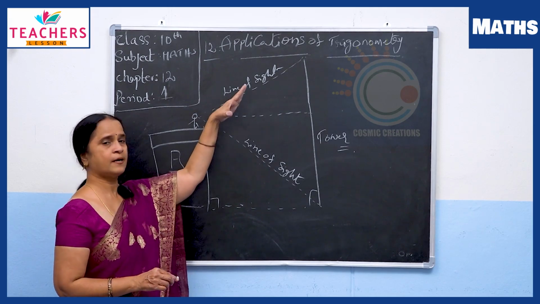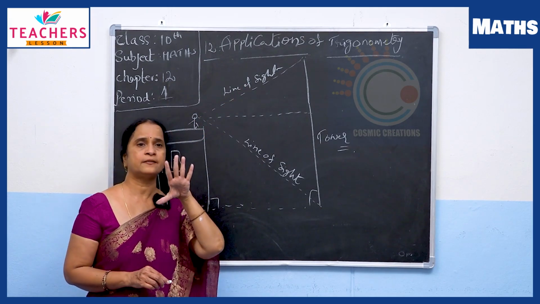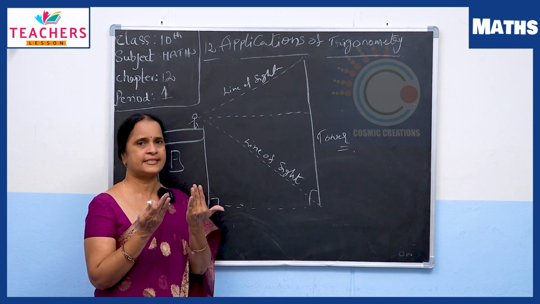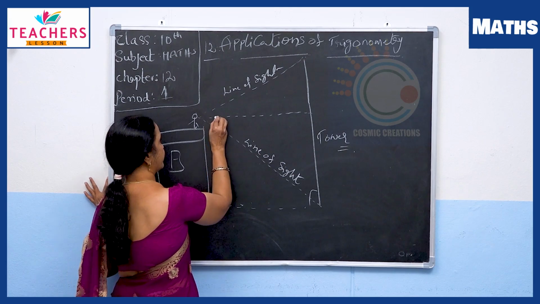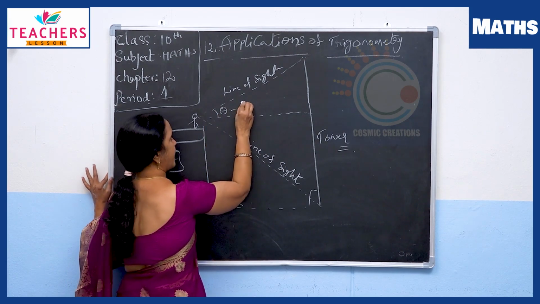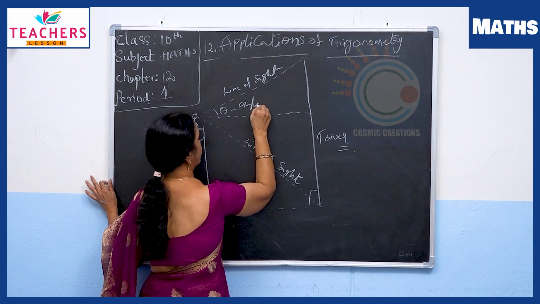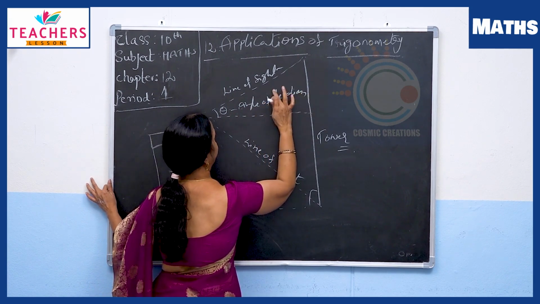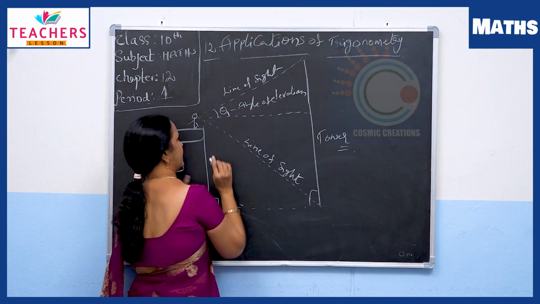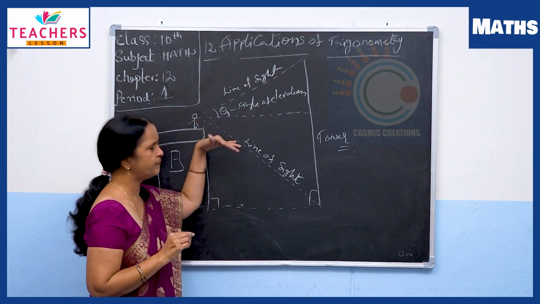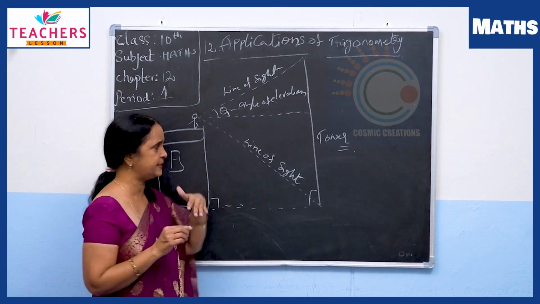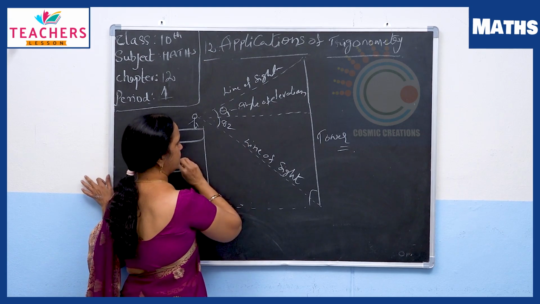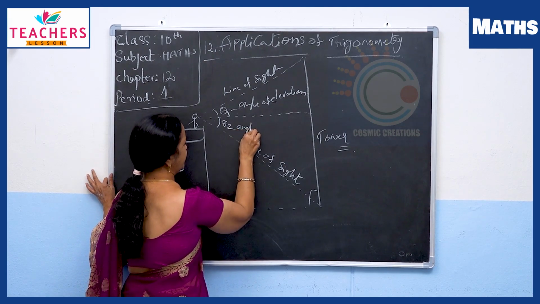And you are looking upside. When you look towards upside, what would you do? You just raise your head. Then the angle that is made is called the angle of elevation. And theta 1 I am writing. Here what you do? You just lower your head. Then here theta 2. Angle of depression.